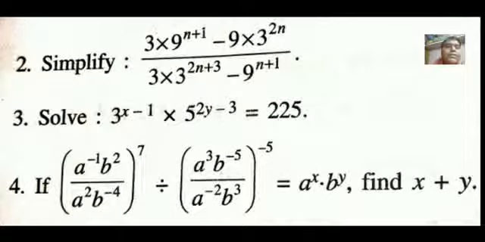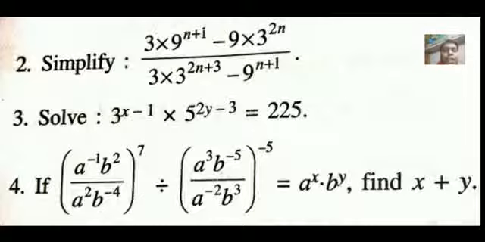Simplify 3 into 9 to the power n plus 1 minus 9 into 3 to the power 2n by 3 into 3 to the power 2n plus 3 minus 9 to the power n plus 1. This to simplify. Next question. Solve 3 to the power x minus 1 into 5 to the power 2y minus 3 is equal to 225.